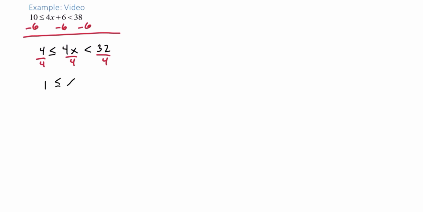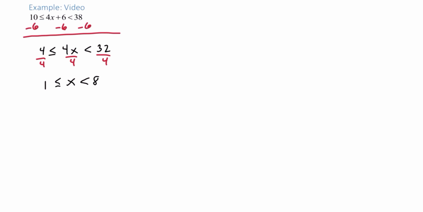In this example, keep in mind our goal is to isolate x in the middle. Subtract 6. Four less than or equal to 4x, which is less than 32. Divide everything by 4. And now 1 is less than or equal to x is less than 8.